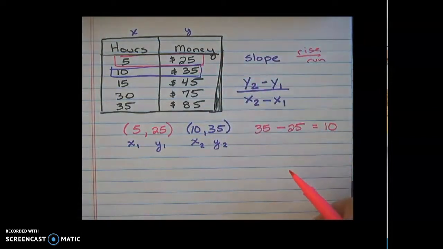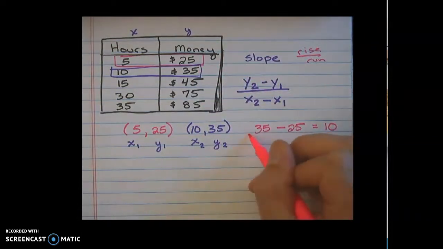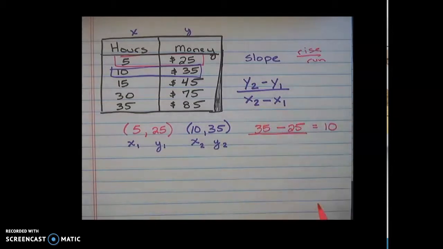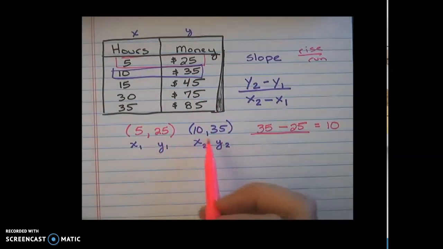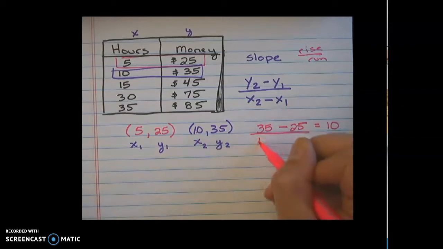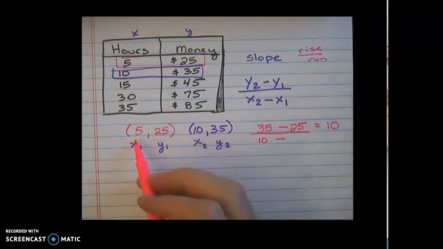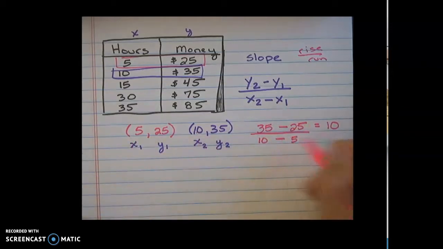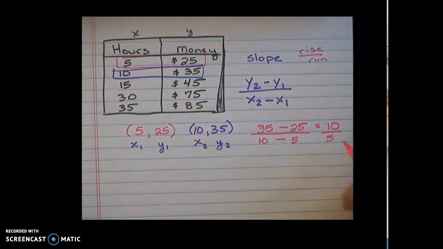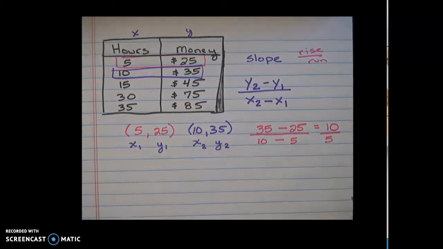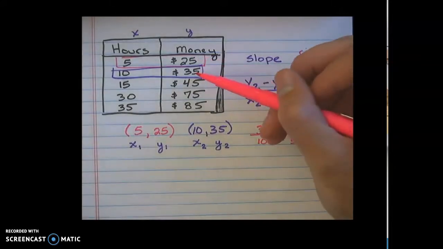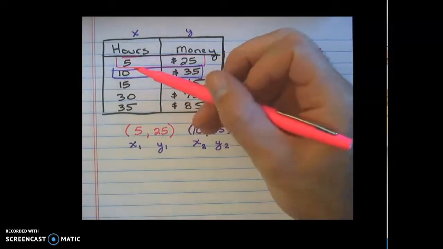Well, let's figure out how many hours it took me to do that. So we divide it by x2 minus x1. So on this one, our second x value was 10 hours, minus our first x value was 5. 10 minus 5, of course, is 5. So if we looked at this, we'd say, yeah, I made $10, and it took me 5 hours to do it.